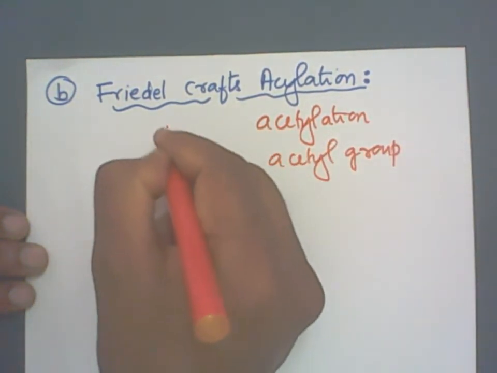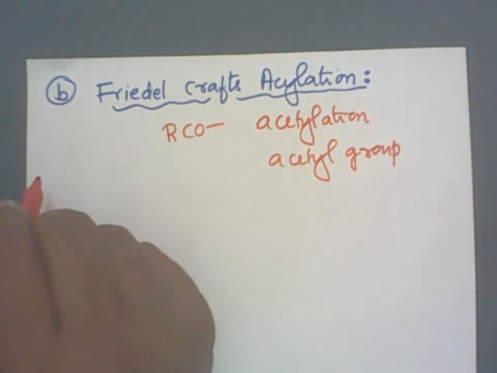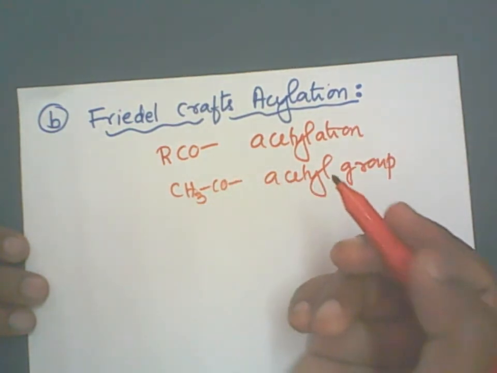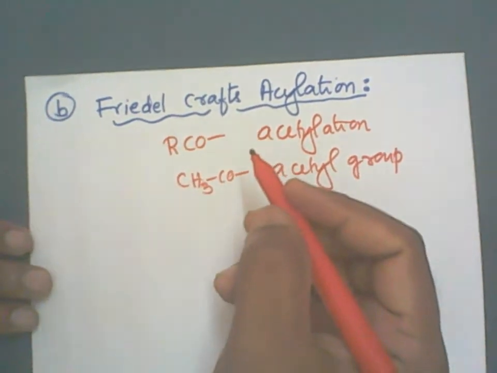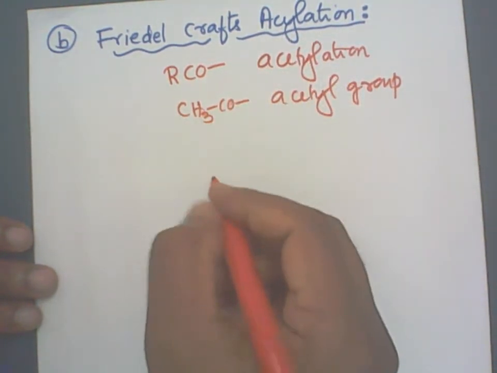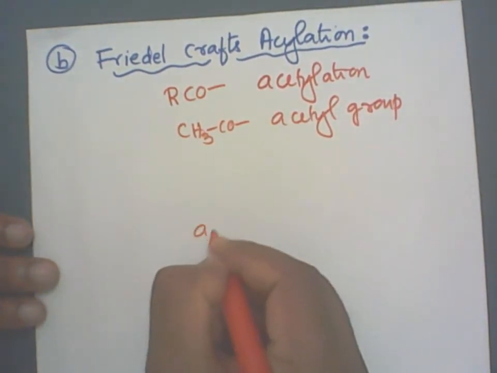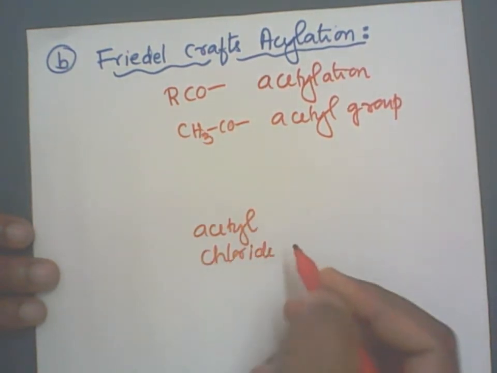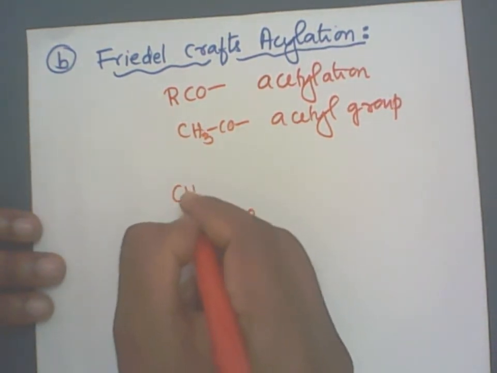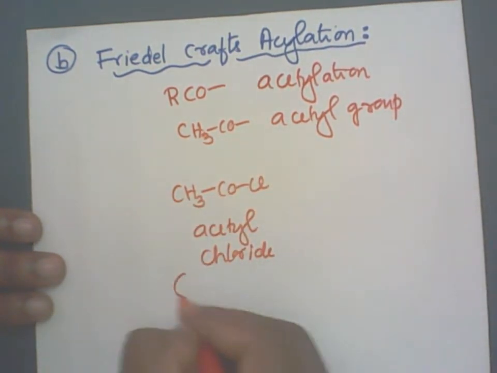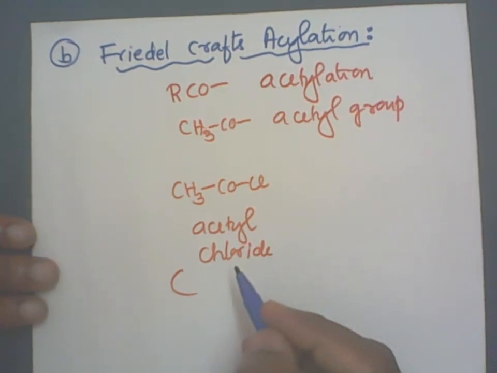In general, acyl group is RCO group. Acyl is RCO. Acetyl is a CH3CO group, where R is equal to CH3. Now, what do you have to make use of? For acetylation, I have to make use of acetyl chloride. Acetyl chloride formula is CH3COCl. Okay. This acetyl chloride also has one more name, the IUPAC name.